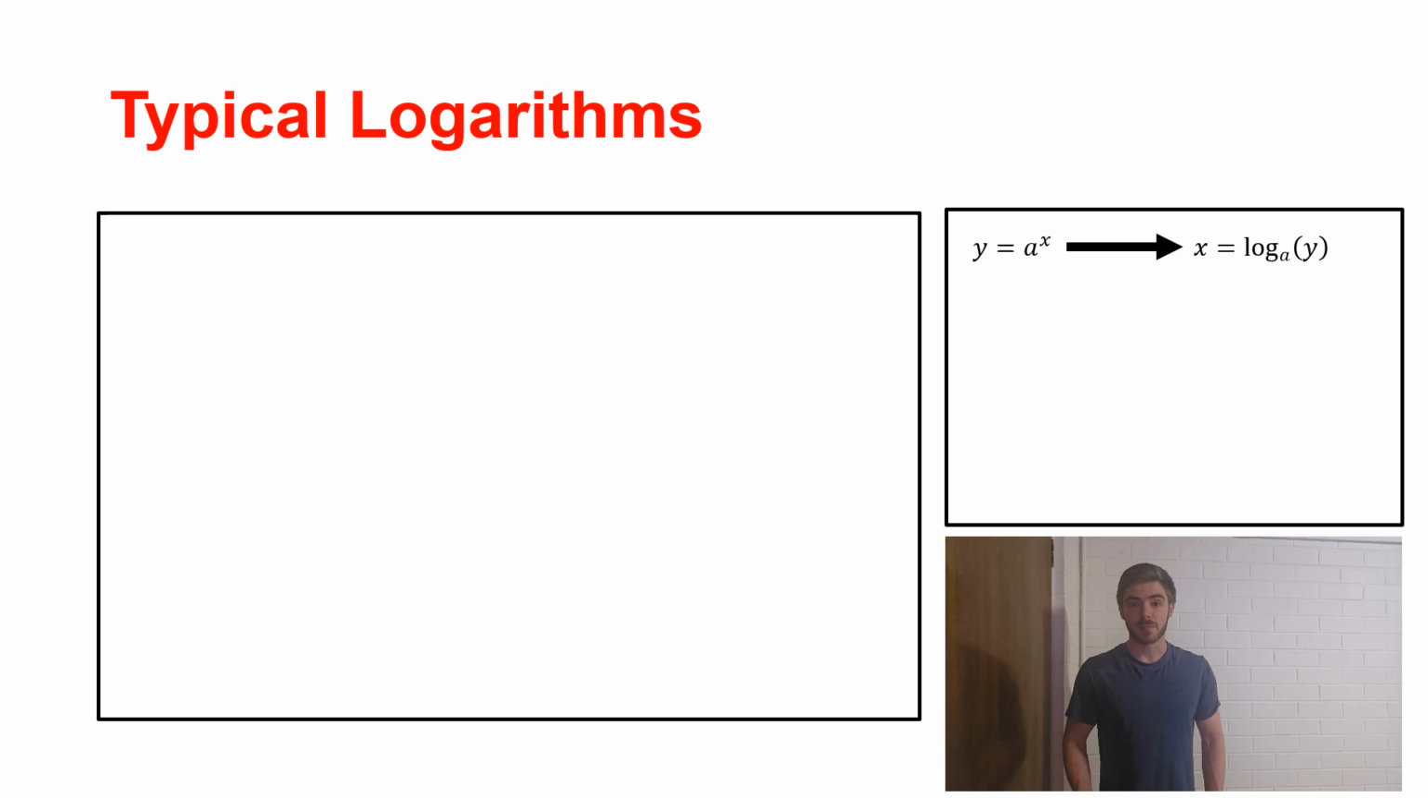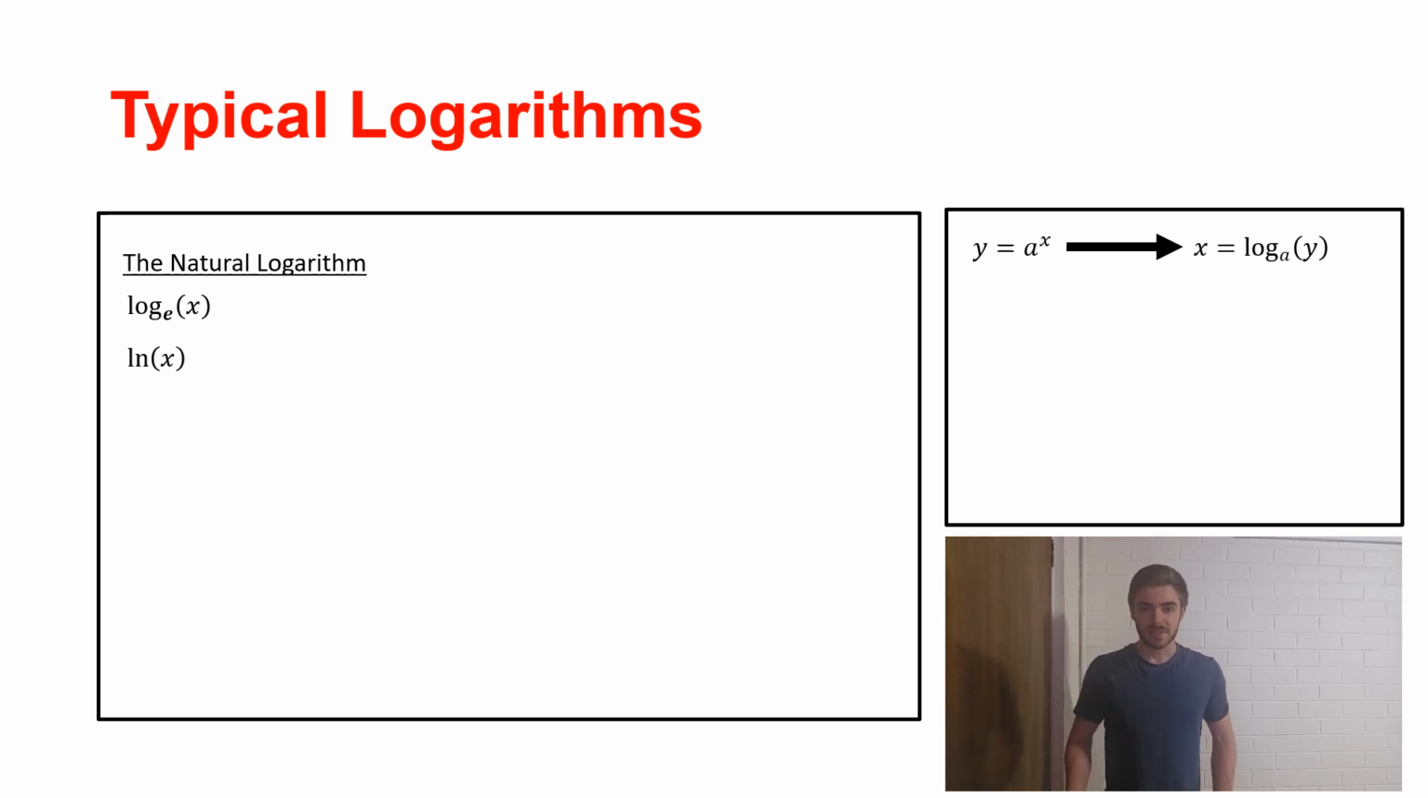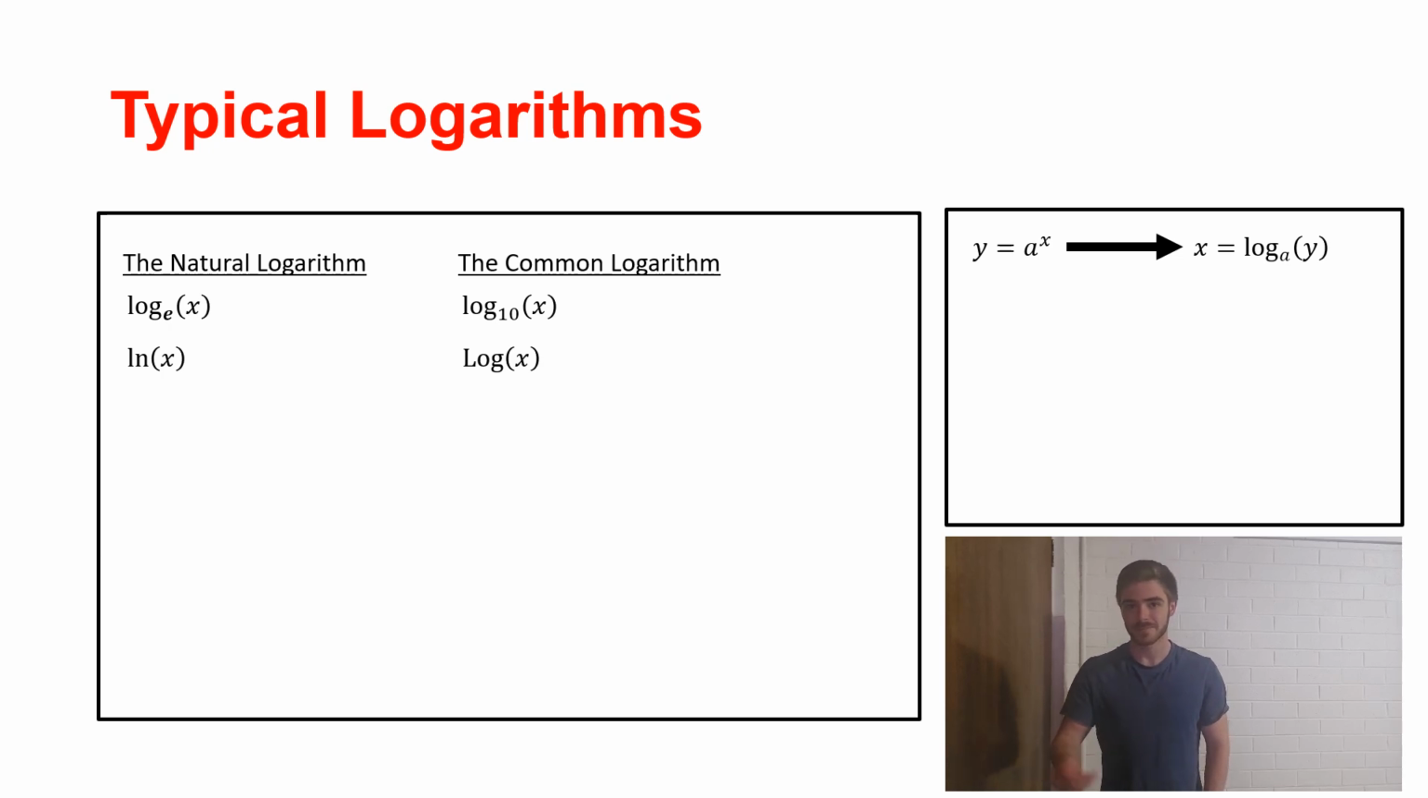All logarithms have a base. Some bases are much more common than others. The most common one is the natural logarithm, which has a base of e, which can be expressed either as log e of x or ln of x, which is pronounced natural log of x. The other logarithm that shows up is the so-called common logarithm, which has a base of 10. So you can express that either as log 10 of x, or you can use just log of x.